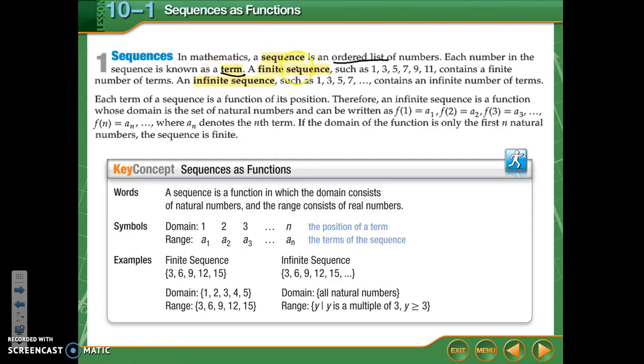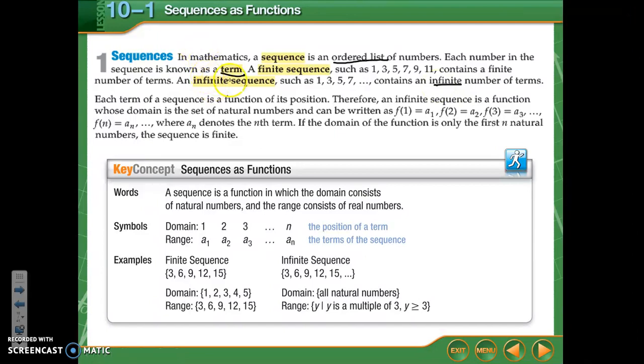And then we have finite sequences and infinite sequences. Really easy to tell the difference. A finite sequence has a finite number of terms, so it ends. An infinite sequence goes on forever. It has an infinite number of terms.